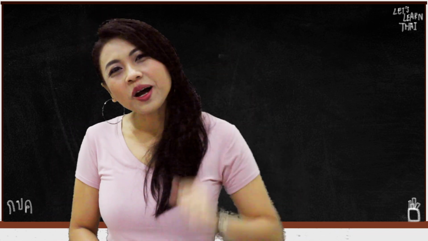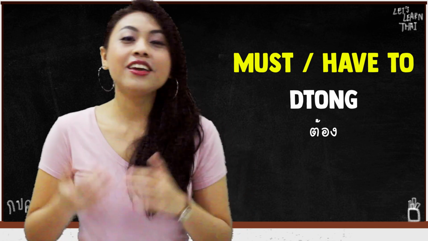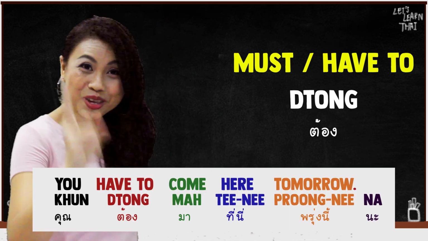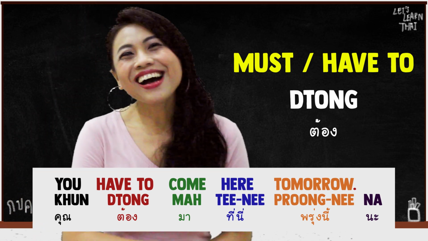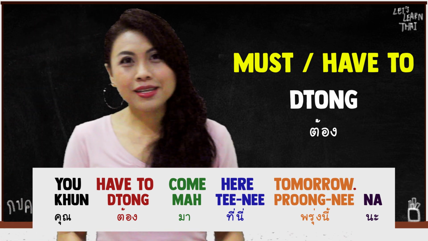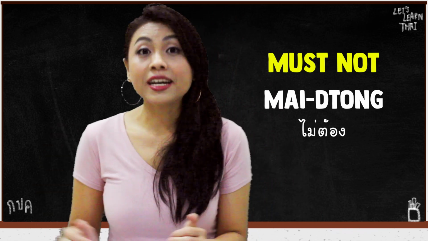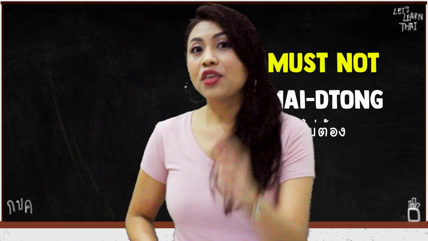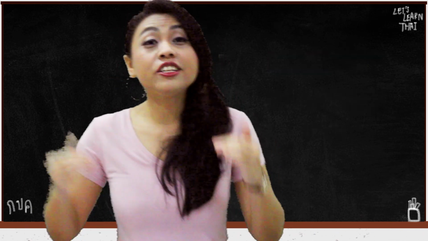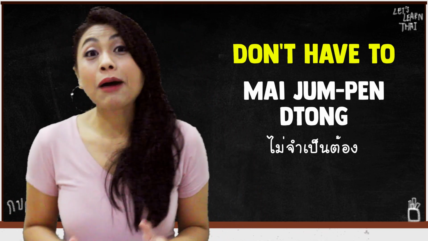The fifth one, must or have to, which in Thai is ต้อง. For example, you have to come here tomorrow. In Thai, it is คุณต้องมาที่นี่พรุ่งนี้นะ. While if you want to say must not or mustn't, then you say ไม่ต้อง. While if you want to say don't have to, then you say ไม่จำเป็นต้อง.